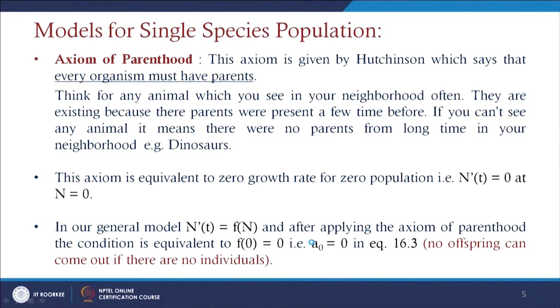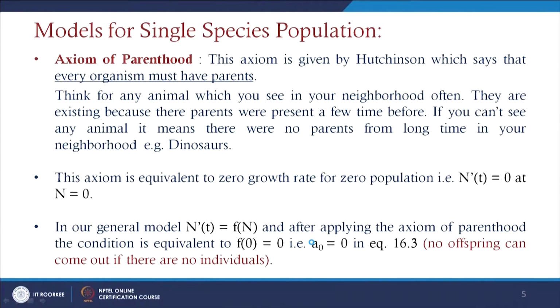Think of any animal which you often see in your neighborhood. If they have parents, they exist, and if there are no parents, then there is no existence of these animals. This is the case with dinosaurs: we say that dinosaurs existed in the world, but now we are not finding any dinosaurs since they do not have any parents. So, this axiom is equivalent to 0 growth rate for 0 population, that is, n'(t) equals 0 at n equals 0.